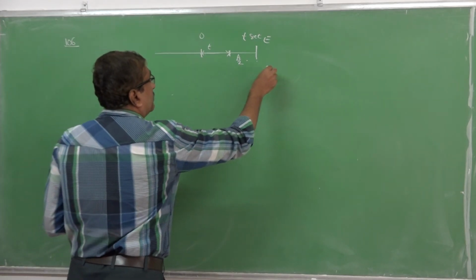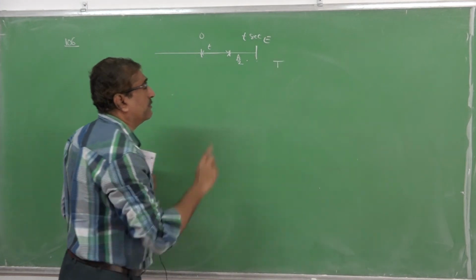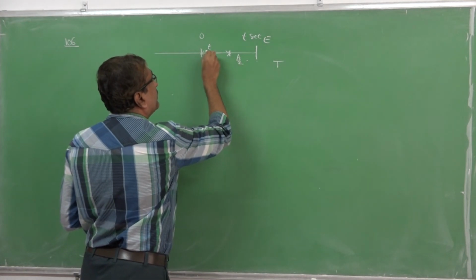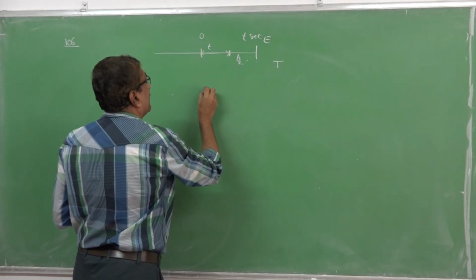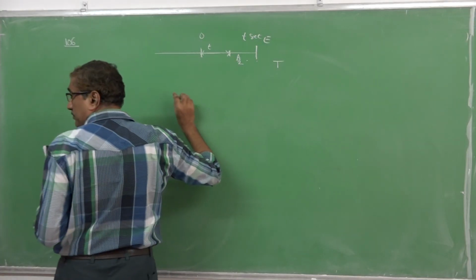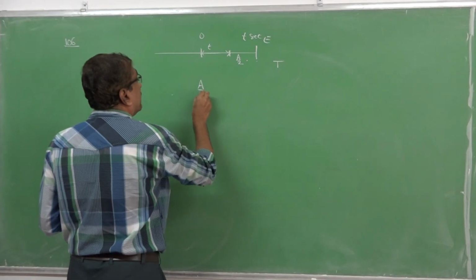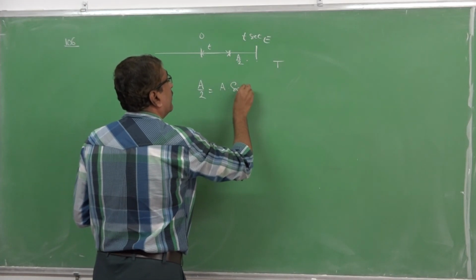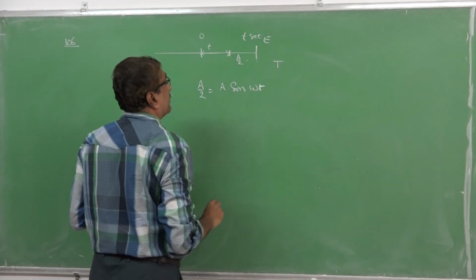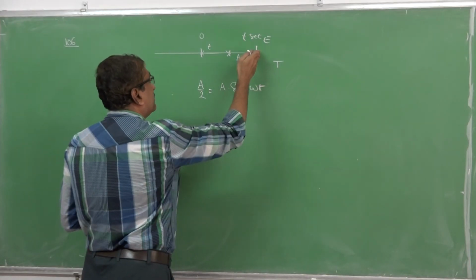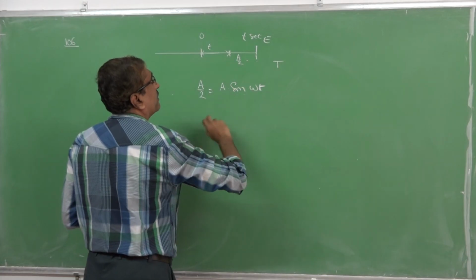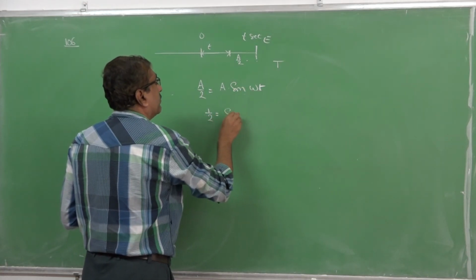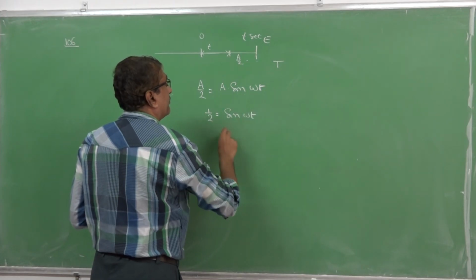Okay, let us assume that time period is T. Time period of oscillation is T. So the time taken from this mean position to this position is, a by 2, because it is half of the distance, a by 2 equals a sine omega t. Okay, from this position also we can take this one. So a sine omega t, that is 1 by 2 is equal to sine omega t.